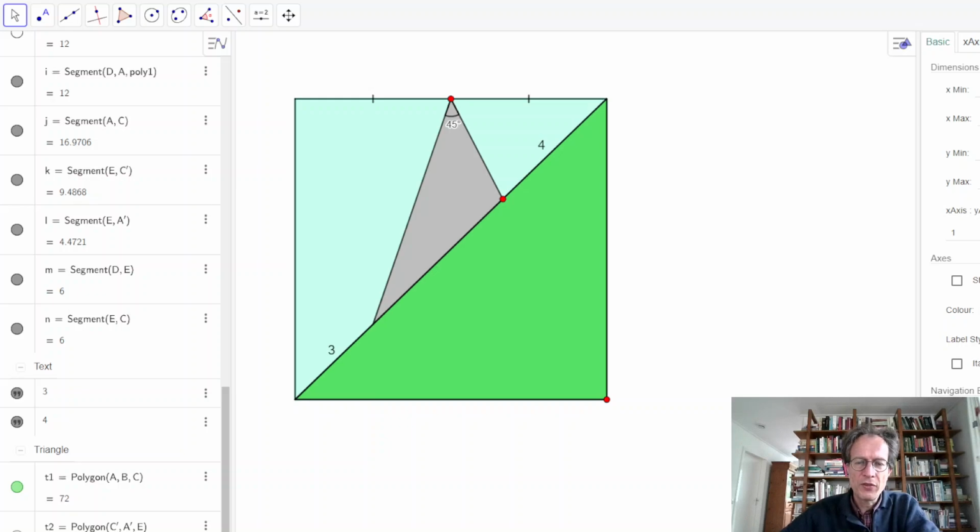This is a treatment of the advanced puzzle Distant Alp II, published May 31st of 2024. It features a square with its diagonal, a 45-degree angle towards the midpoint of the top side, and two lengths, 3 and 4, along the diagonal. We're asked to prove that those three red points are actually collinear.